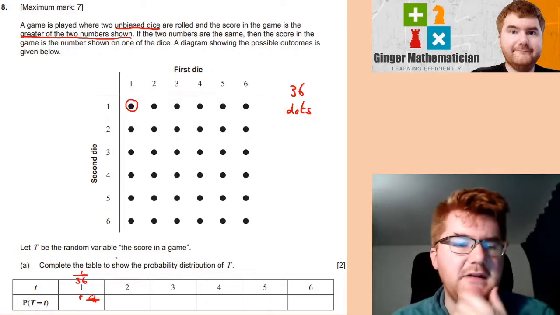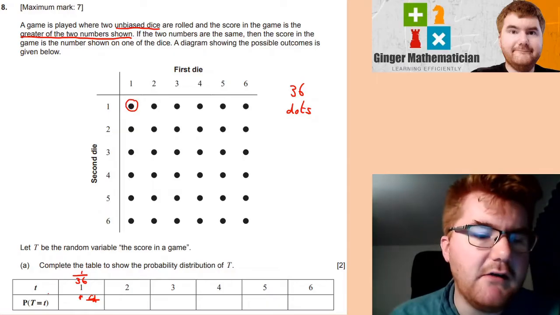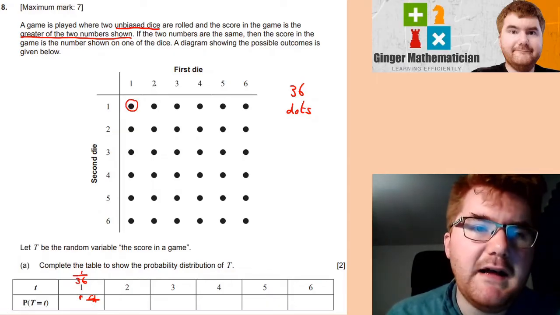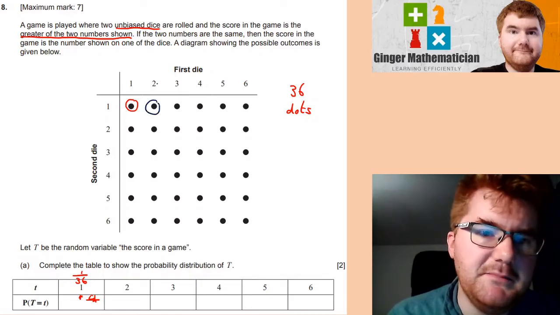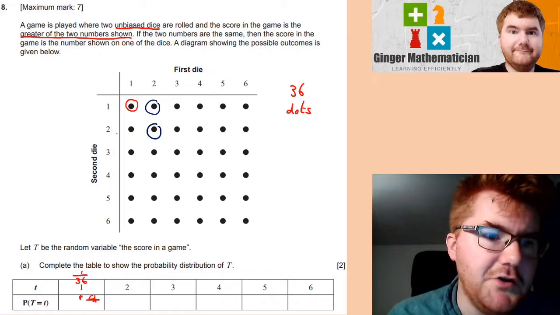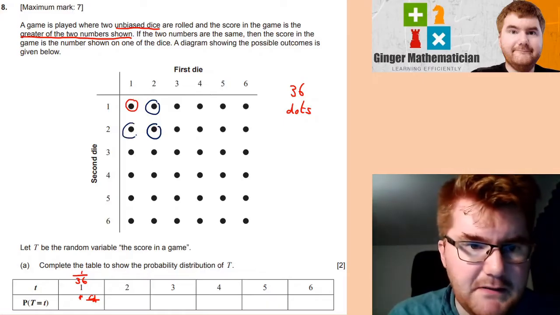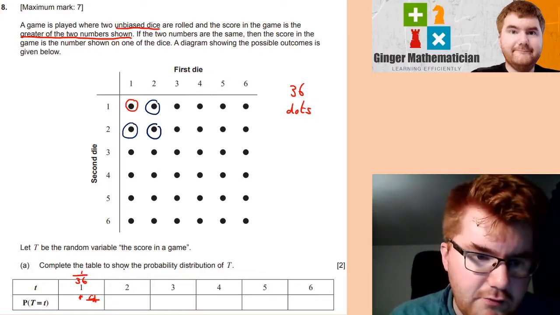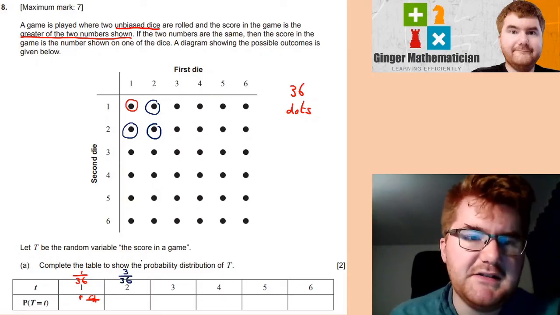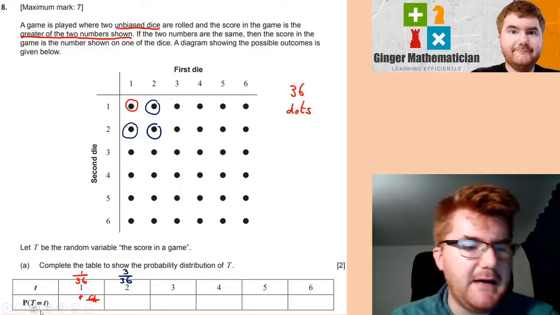If we go to 2, let's think about how many situations there are when 2 is the biggest number. Well, we have 2 and 1, then 2 is the biggest here. 2 and 2, we take the biggest number, which is 2. And then finally 1 and 2, well, this is going to be the biggest number 2. So here we have 3 out of 36 situations where 2 is the biggest number. And you can probably start seeing the pattern here as well.